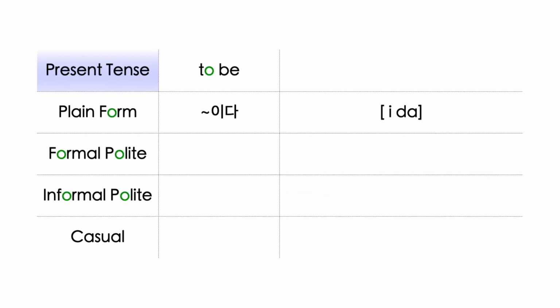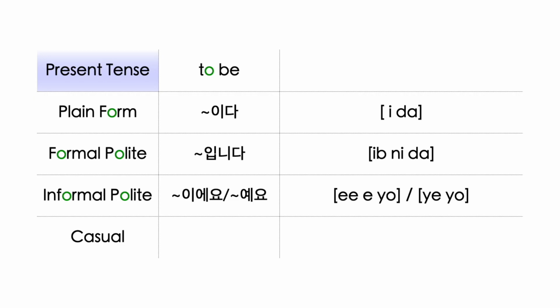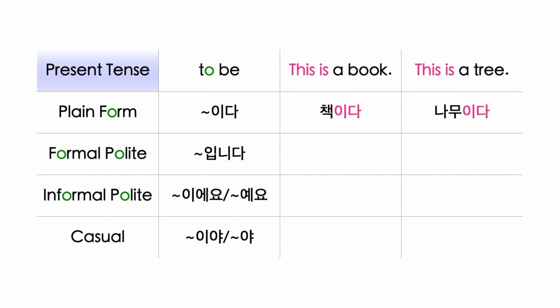As mentioned, the plain form of verb to be is 이다. The formal polite form is 입니다. The informal polite form is 이에요 when the preceding word is a closed syllable, or 예요 when the preceding word is an open syllable. The casual form of verb 이다 is 이야 or 야, depending on the word that comes before the verb to be. Let's review these two examples.